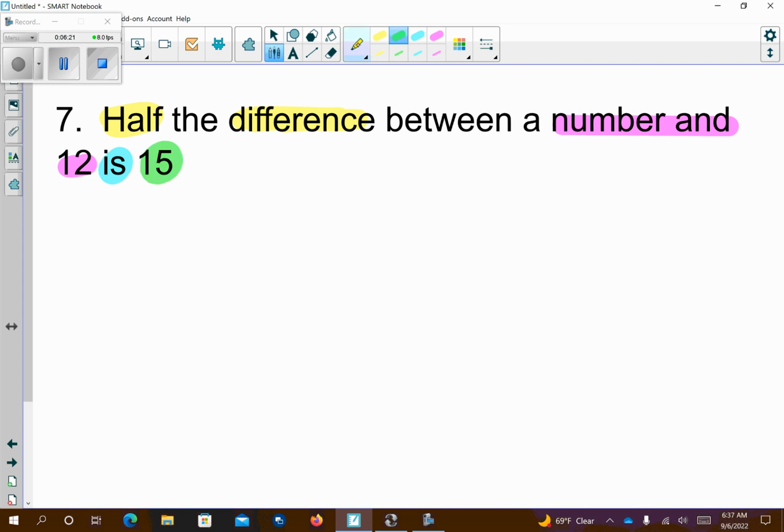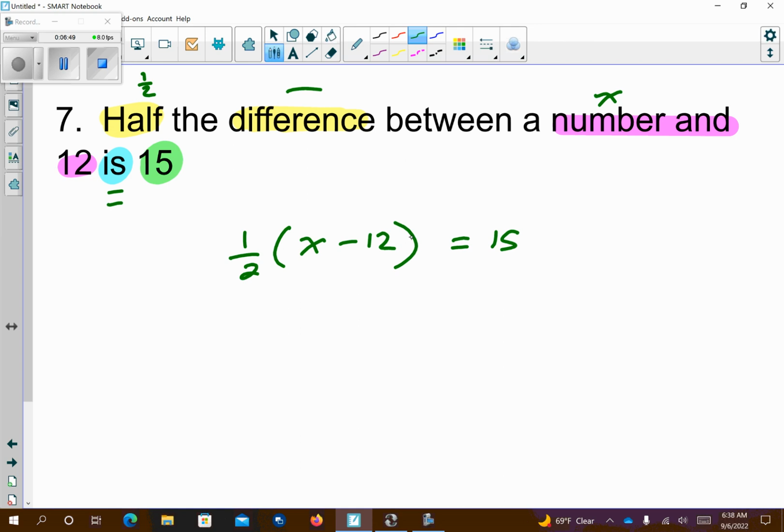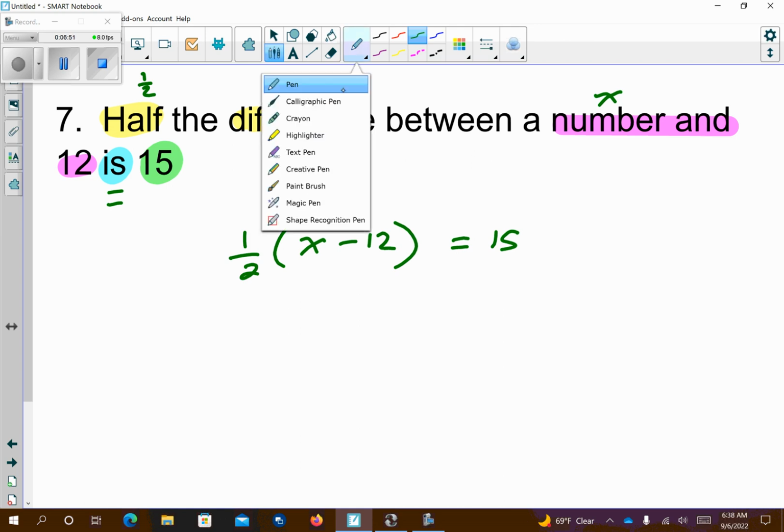Okay, so we have a lot to this problem. So let's start trying to put a few things. So half means half. Difference means subtract. And then this purple part, a number and 12. So a number, we're going to call it x. x and 12. Is means equal. So I have half the difference between a number and 12 is 15. That's how we're going to set that problem up.